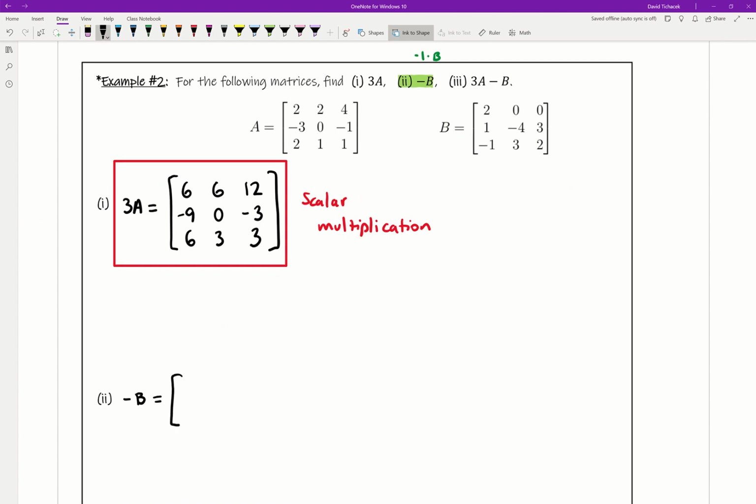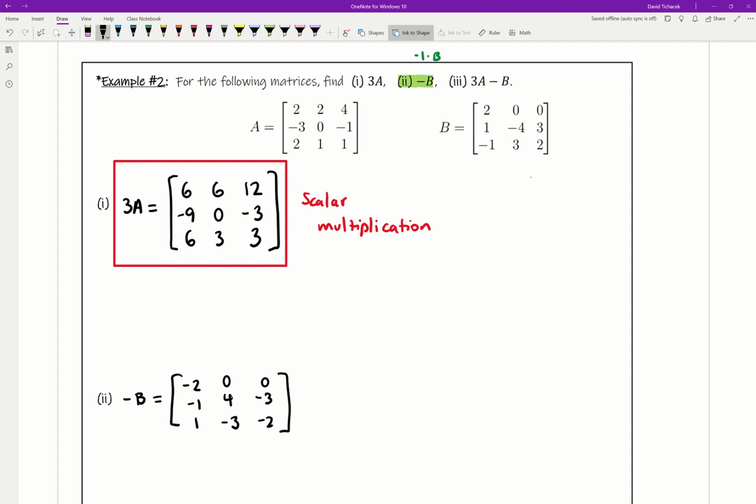Remember that 0 is not a number that's considered to have a sign, so we're going to leave that as 0. But we're going to change the sign of everything else. So that'll be negative 2, negative 1, positive 1. That'll be 0, positive 4, negative 3, and then 0, negative 3, negative 2.